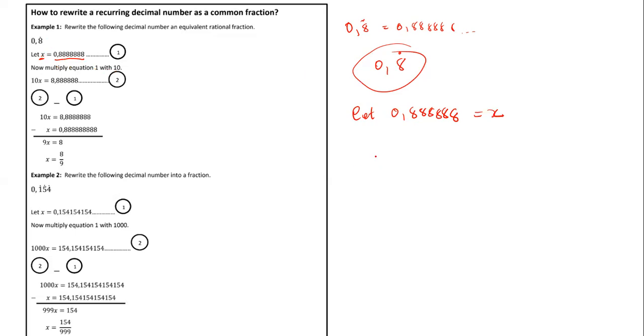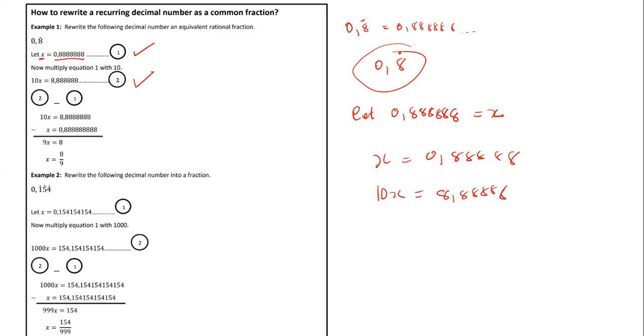Remember, on this side we have x, and x is equal to 0,88888. We multiply both sides by 10. If I multiply x by 10, I get 10x. If I multiply this side also by 10, I get 8,88888. You can prove on your calculator that 0,88888 multiplied by 10 gives this. That is the second step. Remember, the first step, we let x be equal to that. The second step, we multiply both sides of the equation by 10. After multiplying by 10, we formulated a new equation whereby 10x is equal to 8,88888. We call this equation number 2.